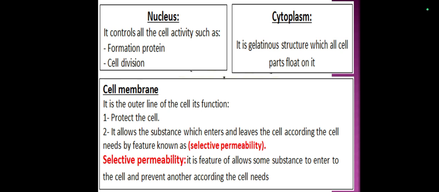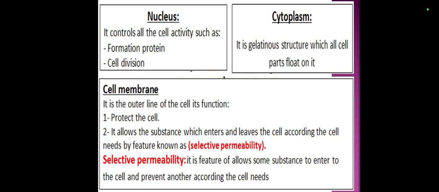If we compare the nucleus and the cytoplasm, here we are going to study the function of each component in the cell. First, the nucleus. Whenever you see the nucleus, you will know that it controls the cell activity, from cell division to the formation of protein. Cell division needs a nucleus. Formation of protein needs a nucleus. What about the cytoplasm? As we said, it's a gelatinous structure on which all the cell parts float.